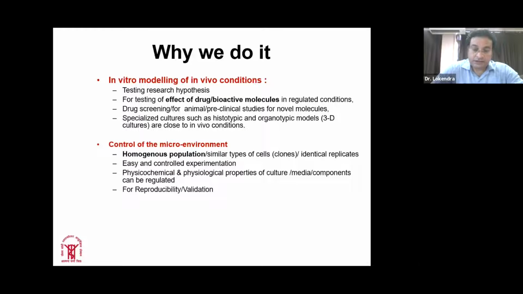The major reason for using these cell culture studies is primarily their population, which is homogeneous in nature. They represent a single type of cells, which we call a clone, and they are identical replicates. It is easy and controllable experimentation because everything is very much defined, whether you're using a media to grow the cells or artificially controlling their growth by temperature, by various gases required for their growth, and humidity and several other factors. So everything is very tuned up.